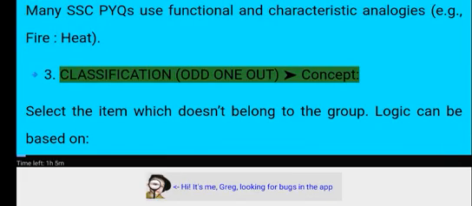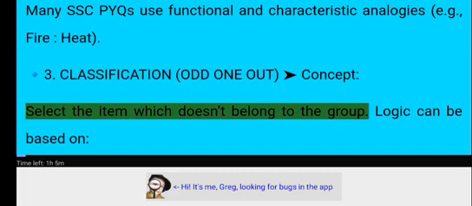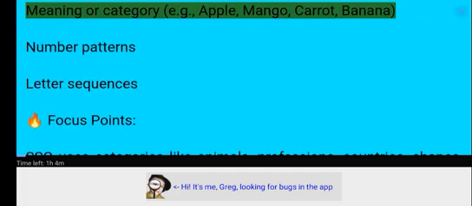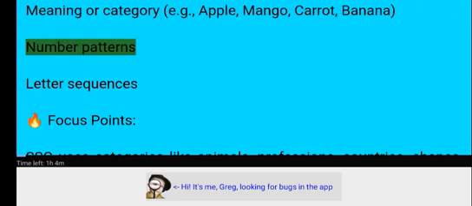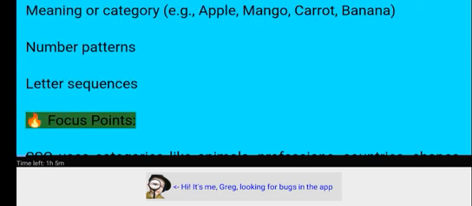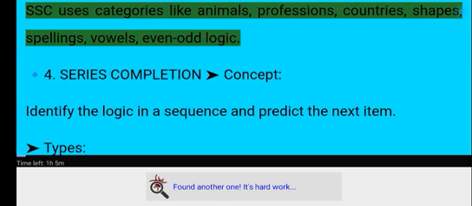Point 3: Classification, odd one out concept. Select the item which doesn't belong to the group. Logic can be based on meaning or category, e.g., apple, mango, carrot, banana. Number patterns, letter sequences. Focus points: SSC uses categories like animals, professions, countries, shapes, spellings, vowels, and even-odd logic.